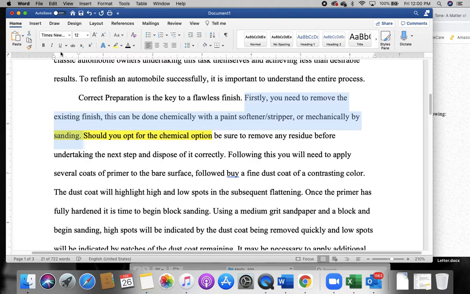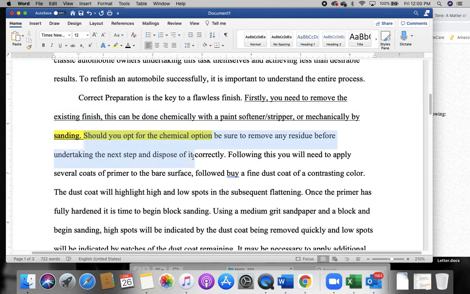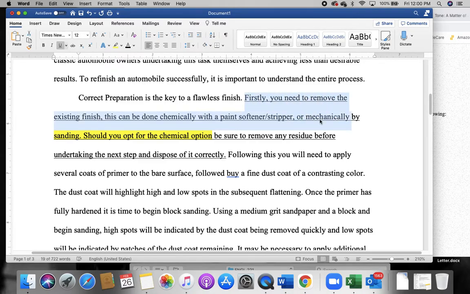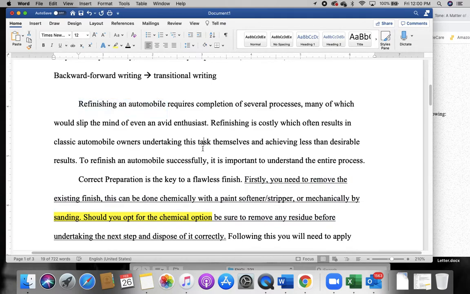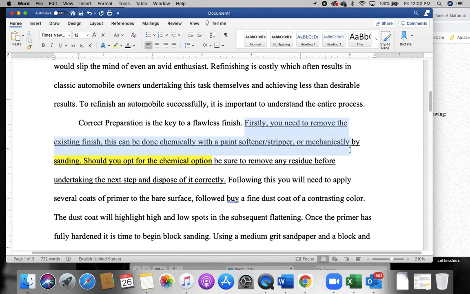Backward forward writing means that there's a sentence here, and then there's a sentence here. In this sentence, there's going to be one main idea. This particular process essay is on refinishing automobiles, which I believe has to do with painting. Don't worry, I have notes. This sentence says, firstly, you need to remove the existing finish. This can be done chemically with a paint softener, stripper, or mechanically by sanding. The sentence has a particular main idea, which is about removing the existing finish. Then the writer proceeds to give examples of how that can be done.